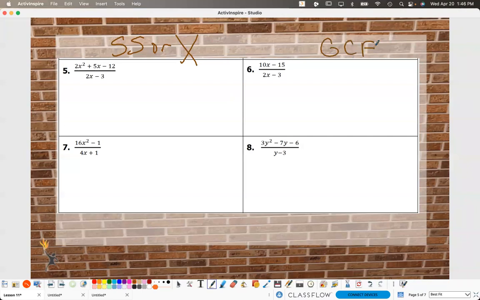What about that one? It's a binomial again. Is 16 a perfect square? Is x squared a perfect square? That's in the name. Yeah. Is 1 a perfect square? Yes. 1 is the one most kids forget. 1 times 1 is 1. What about this next one?